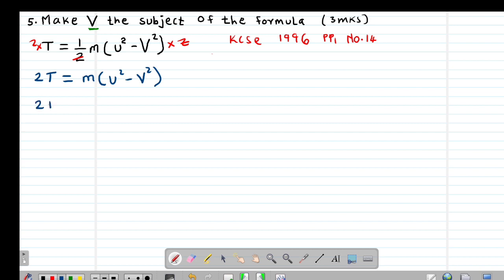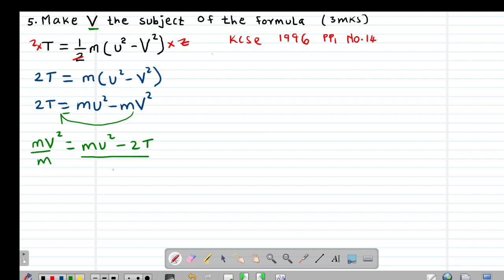So if I open the bracket on the right hand side, I'm going to get mu squared minus mv squared. So the question wants me to make v subject of the formula. Therefore, I'll take v to the other side so that it becomes positive, so that I'm having mv squared is equal to mu squared minus 2t. If I want to remain with v alone, I'm going to divide through by m. I also divide the other side by m so that m and m cancel out. So v squared will be given by mu squared minus 2t, divided by m.